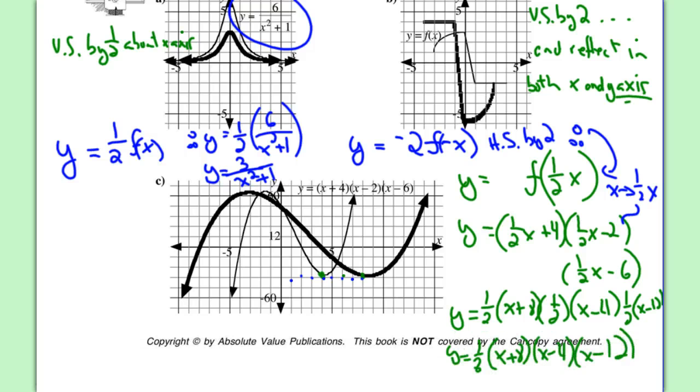and our final answer would be, if we factor out all those 1/2s that are a pain, if we factor them all out, we end up with y is equal to 1/8 times x plus 8 times x minus 4 times x minus 12. It is now the final equation that we should be able to type in our calculator that would graph that.